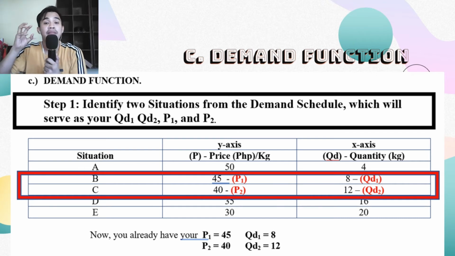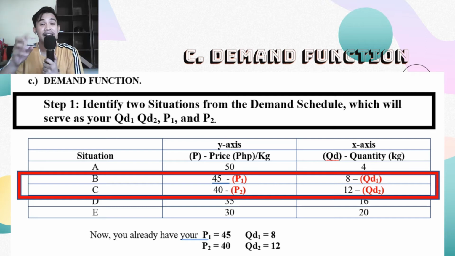Now let us label them. So for example, for situation B, si 45, yan ang magiging P1, P sub 1. Tapos sa situation C, 40 na price, that will be your P2 or P sub 2. Then for situation B, your QD there is 8. And for situation C, the QD is 12. So ang 8, that will become your QD sub 1. And the 12 will become your QD sub 2.